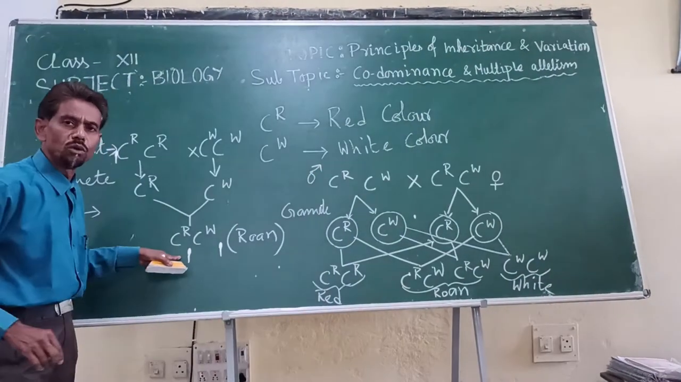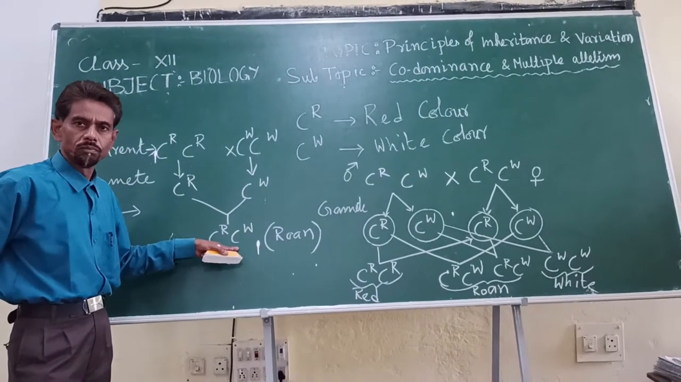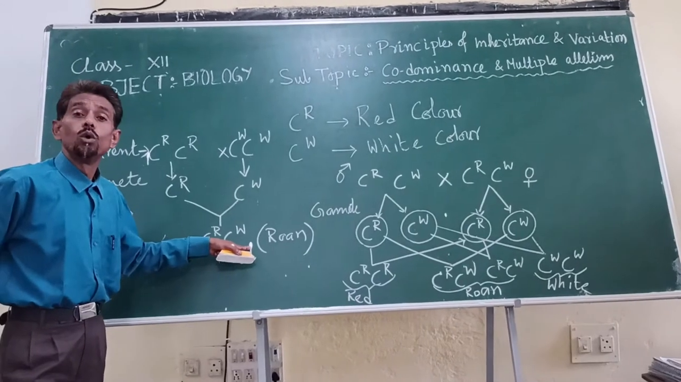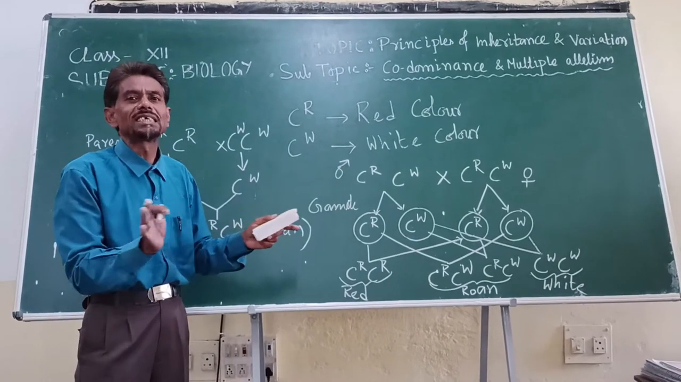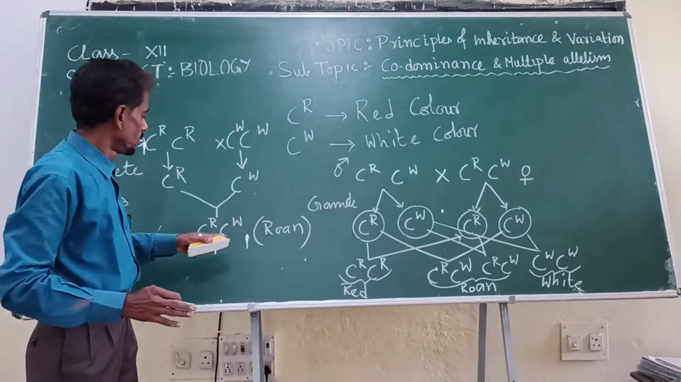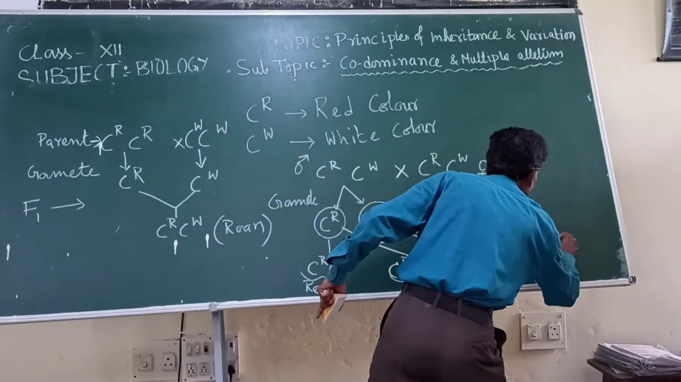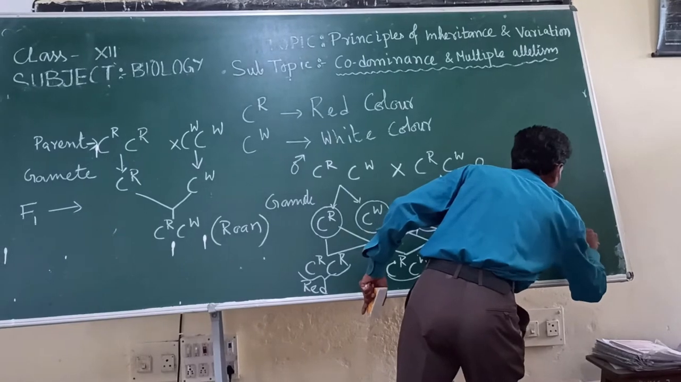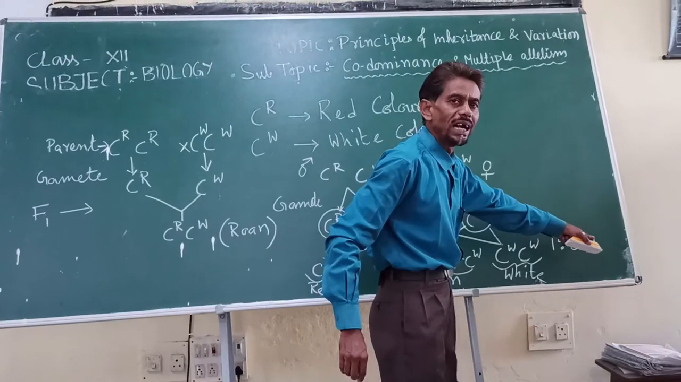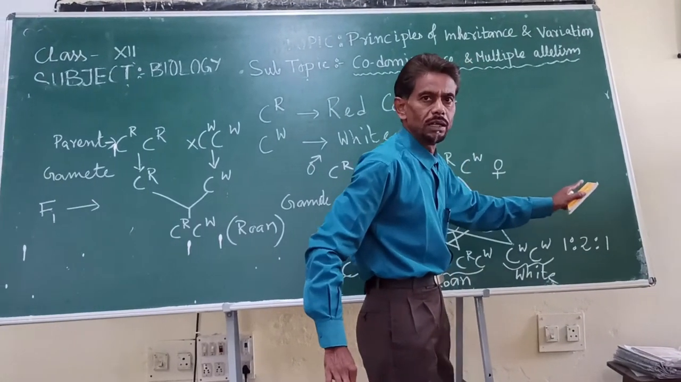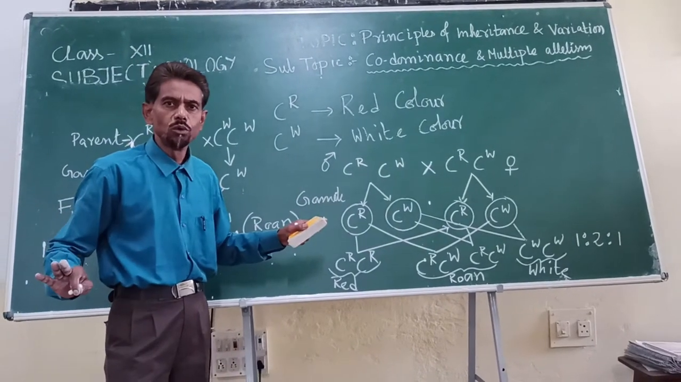So in the F1 generation we have seen all the cattle so produced are of roan type, meaning the coat colors red and white remain side by side. But in the F2 generation, we have seen red, roan and white produced in a ratio of 1:2:1. This is a very good example of codominance. Is that clear to you?